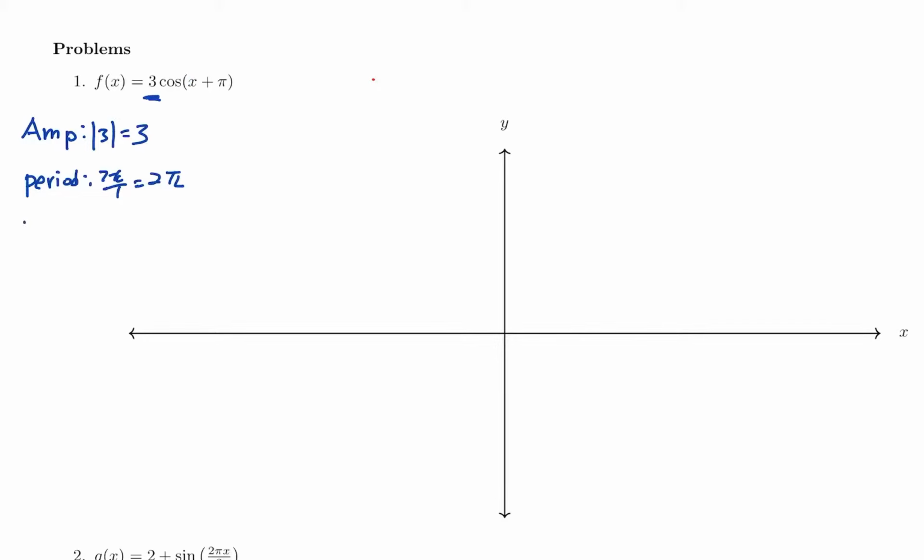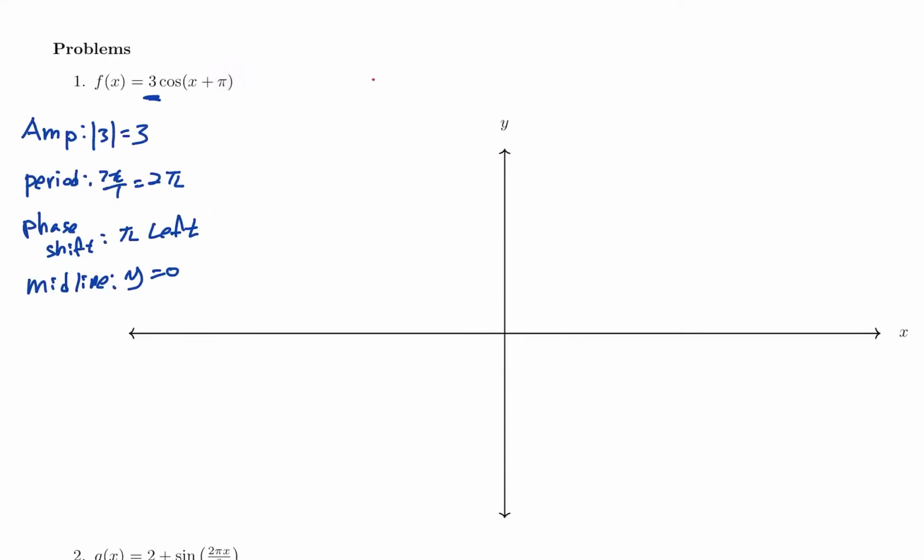Phase shift, which is horizontal shift, in this case will be x minus negative pi, so it will be pi to the left. And midline, which represents vertical shift, there is none. There's no number added or subtracted here, right? So midline is just y equals 0. So first we need to find these.